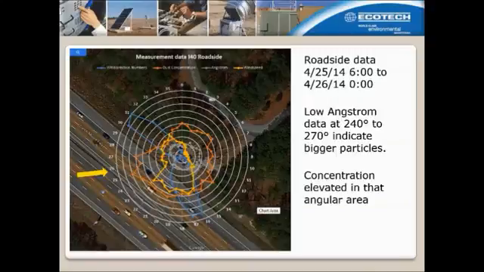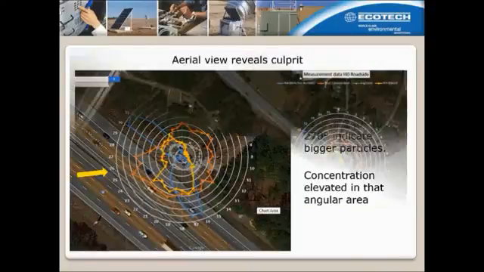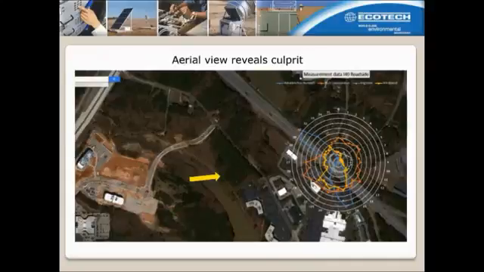And now you know at least it's coming from that side. When you zoom in a little bit more, then all of a sudden you see, oh look, here is some construction work going on, and that construction work is most likely the culprit of your bigger particles, which had been transported towards the site. And that effect was during daytime, so most likely some trucks had been on the road, and the Angstrom exponent helps you to really say that bigger particles came from that area.